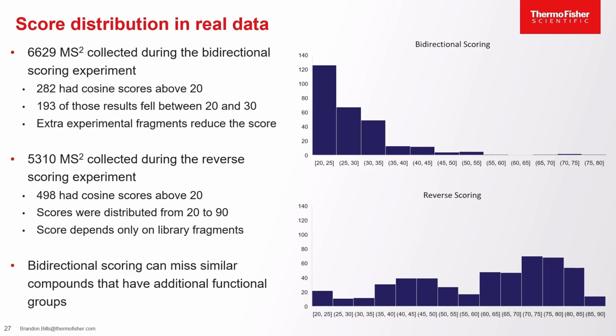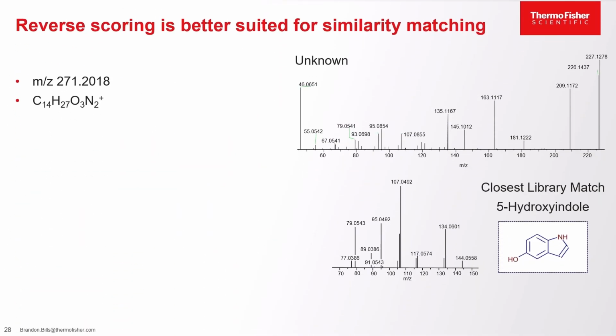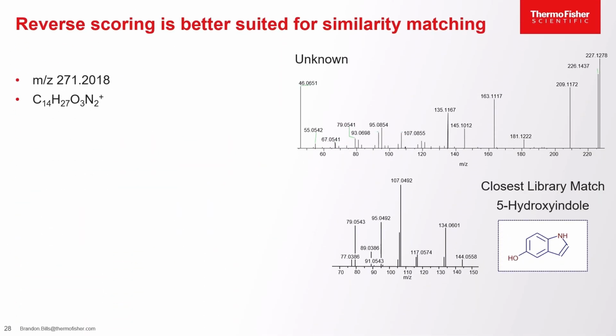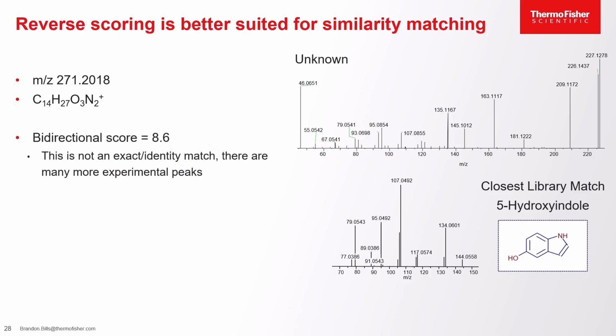For example, we have an unknown at m/z 271. We can see that when we look at the bidirectional score, we've got 8.6. It's very low. That makes sense. These spectra look nothing alike. There's not an exact identity match. There's a lot of extra peaks in the top spectra that are just not present below.